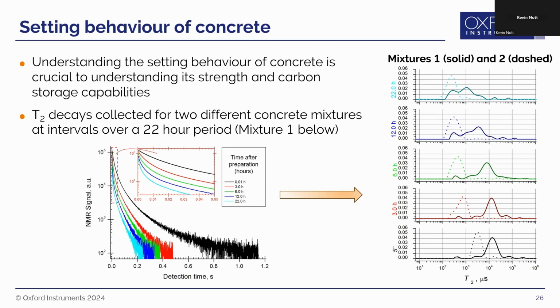So the graph on the left shows the T2 decays of mixture 1, and the corresponding T2 distribution is shown by the solid line on this graph here. And the dashed line is from another mixture, mixture 2. It is evident that mixture 2 has more strongly bound water from the get-go, and it hardens quicker as a result. And setting of mixture 1 shows more pronounced multi-component behavior, whereby the largest component is not necessarily the strongest bound.